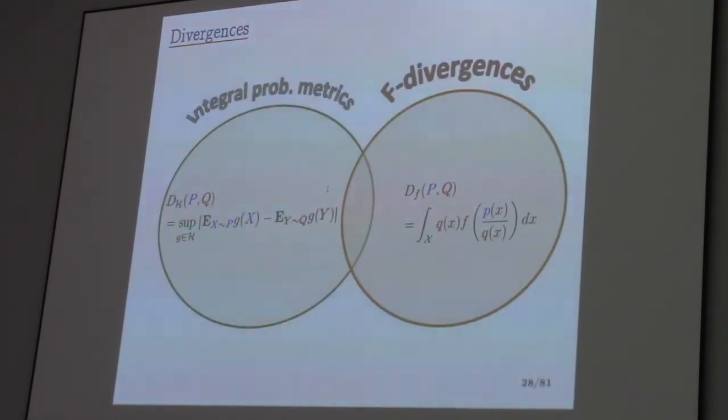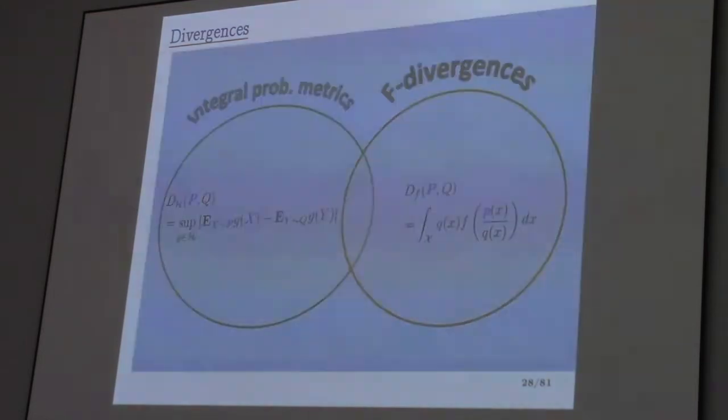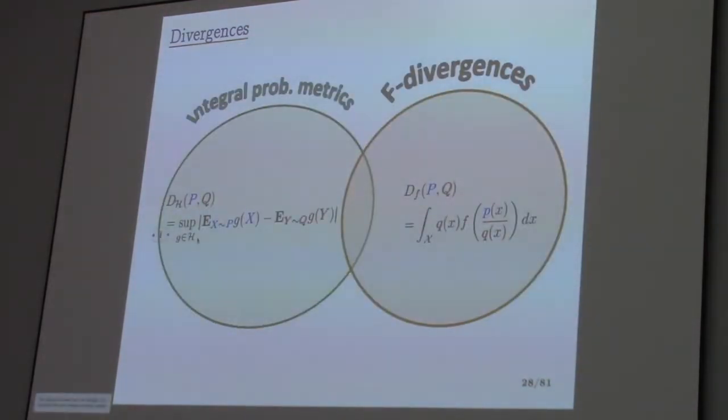So these two philosophies of divergence give rise to two different families of measures of distance. The integral probability metrics are built around this notion of difference of probabilities. So I'm looking for a function in some class, which I've written here as H, that maximizes my difference in expectations. So the notion of difference occurs. Or on the right-hand side, I'm finding something that tells me about my ratio: the expectation of a function of that ratio.